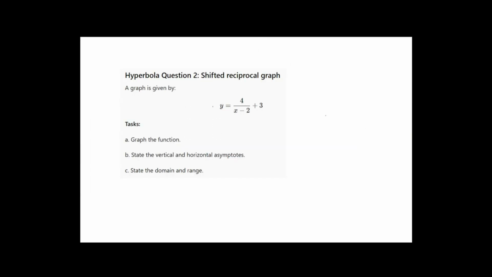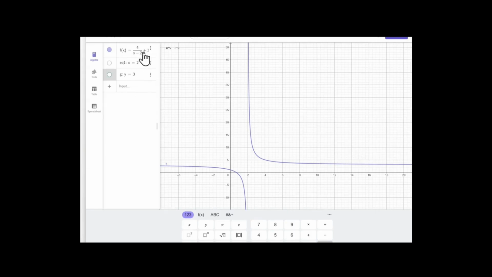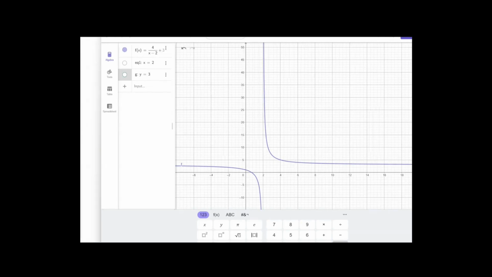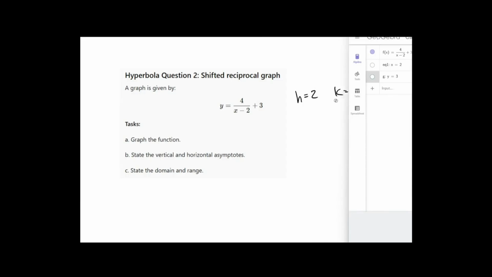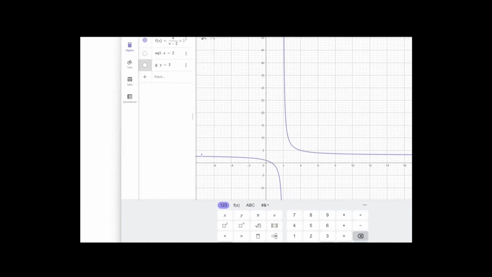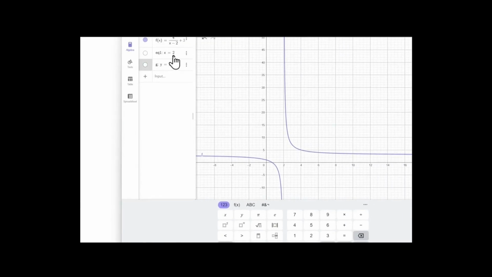Okay, next we're given a hyperbola, and now it's got the h and the k. So h is going to be 2 and k is going to be 3. Graph the function. So I've done that here, bringing up GeoGebra. So here's the function here. Then it says to state the vertical and horizontal asymptotes. Well, the vertical asymptote, remember, is when x equals h, which is that one there. And the horizontal is when y equals k, which is going to be that one there.